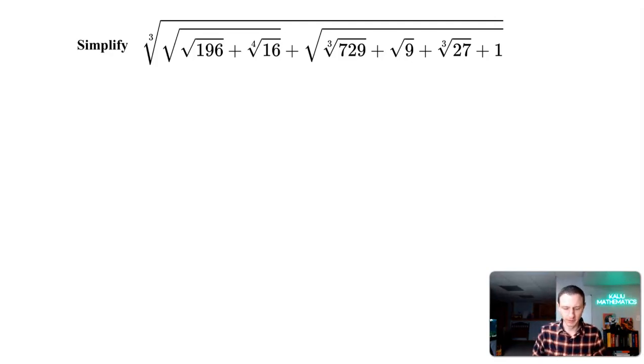Got a really cool looking problem here. We have a bunch of nested radicals. We have a cube root, and then within there we have a couple square roots, cube roots within the square roots. We've got a lot going on. Fourth root even tacked in there.